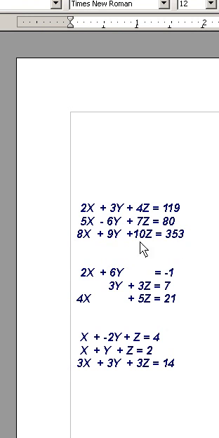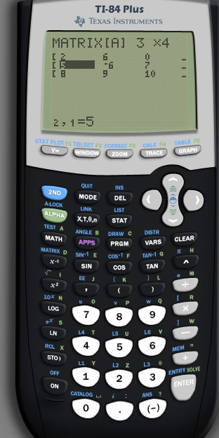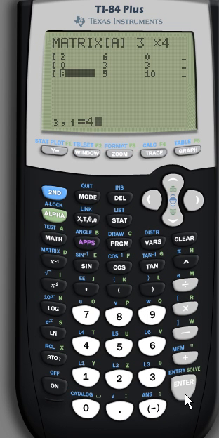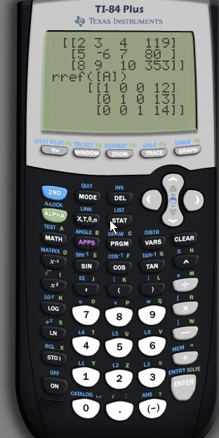Then I look at the second row. It's going to be 0, 3, 3, 7. Then I look at the third row. It's going to be 4, 0, 5, 21. Okay, I got the matrix A in there. Go back to the home screen. Second enter will recall the command that I used last time. So I'll use that as a shortcut.